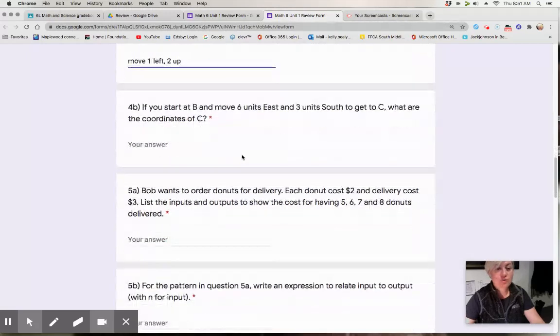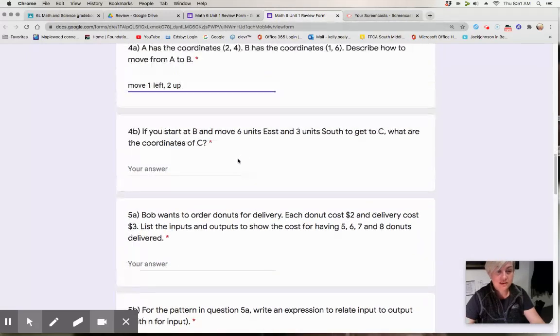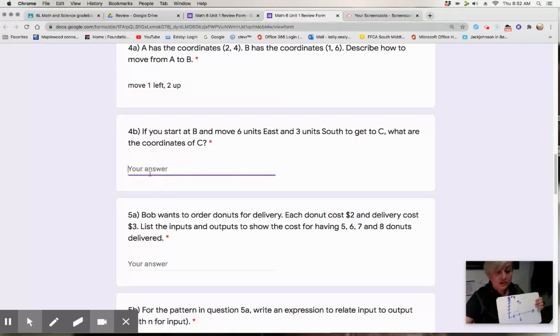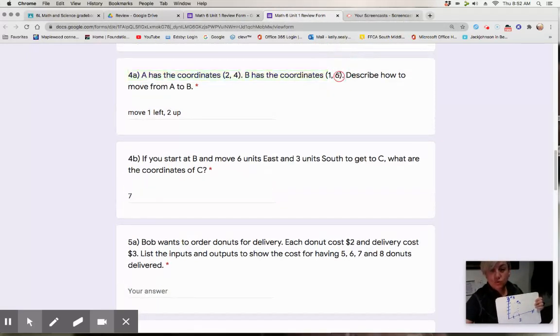Moving on, question 4b. If you start at point B, which is this one right here, and you move 6 units east, you have to figure out whether east is left or right. If we went to the left, we'd go into the negative. So it is 6 units to the right, this way. We went from an x value of 1 to an x value 6 units to the right. That would be an x value of 7. I'm taking the coordinates of point B, which were 1 and 6, and I'm moving them 6 to the east, which means 6 to the right.